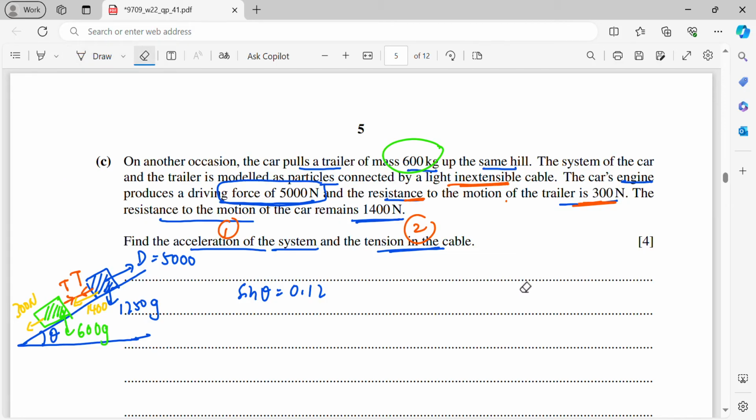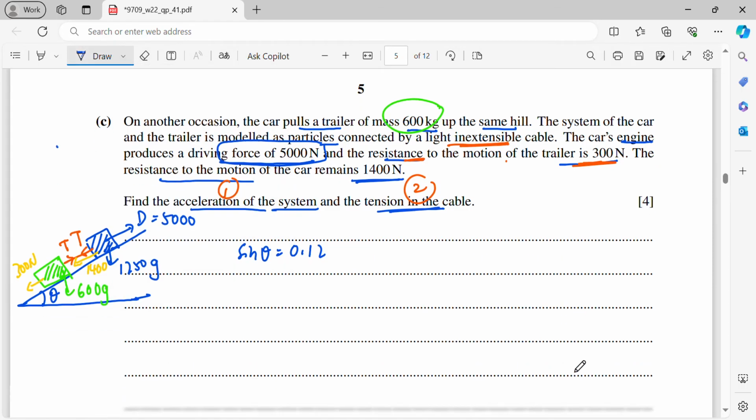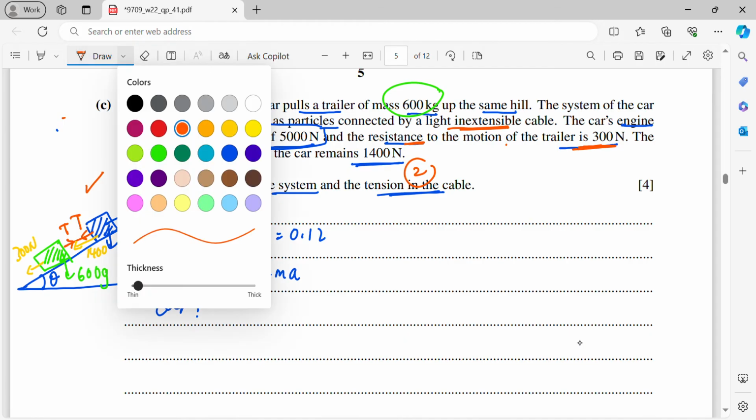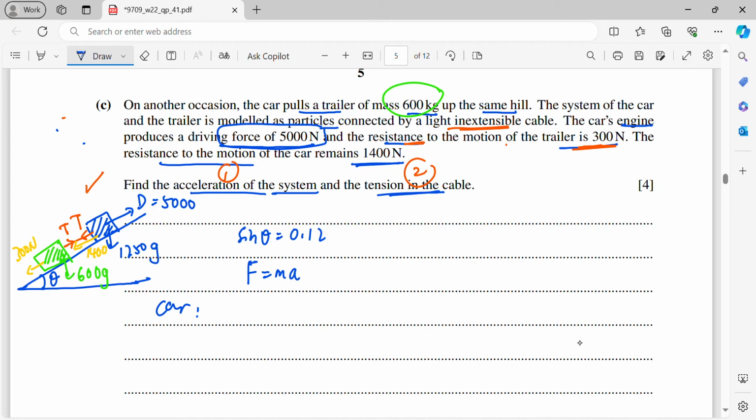Now, to find the acceleration, we can just consider Newton's second law, either for the car and trailer separately, or just consider the whole system. It's up to you. Let's say I consider the car and trailer separately, and later I will tell you what to do for the system. When I consider just the car, the D is the force pointing upwards, so it will be D, then the rest will be negative.